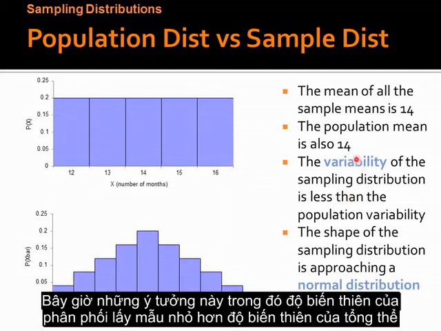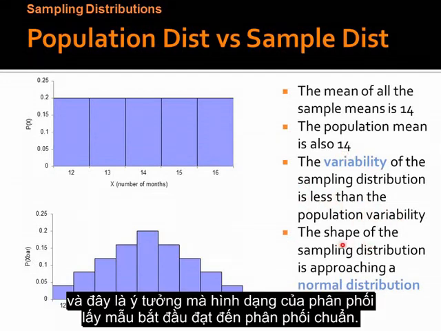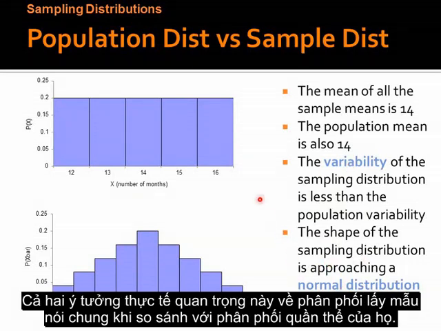Now, these ideas, where the variability of the sampling distribution is less than the population variability, and where the shape of the sampling distribution starts to approach a normal distribution, these two facts are important ideas about sampling distributions as a whole when compared to their population distribution.